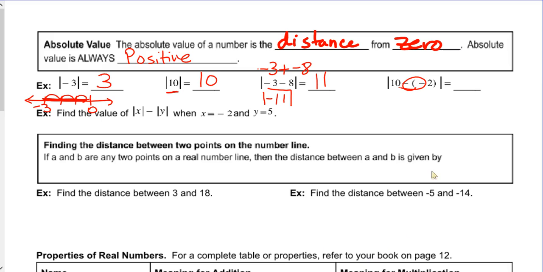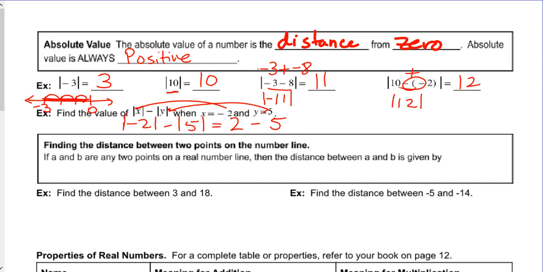These double negatives on the inside here, 2 negatives multiplied together become a positive. So in reality, I have a 10 plus 2 here, which is a 12. Absolute value of 12 is just 12. All right, now we have an expression here dealing with absolute value. Again, I need to replace the x with -2, replace the y with 5. So I get the absolute value of -2 minus the absolute value of 5. Always rewrite what that is. Put those numbers in so you can see it. Absolute value of -2 becomes a +2 minus the absolute value of 5, which is 5.